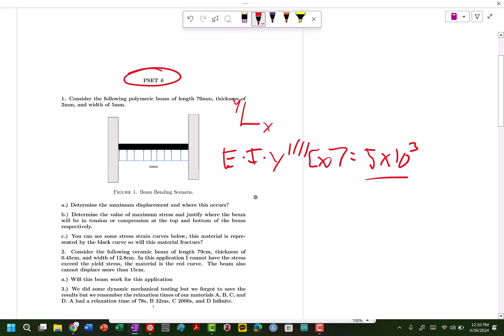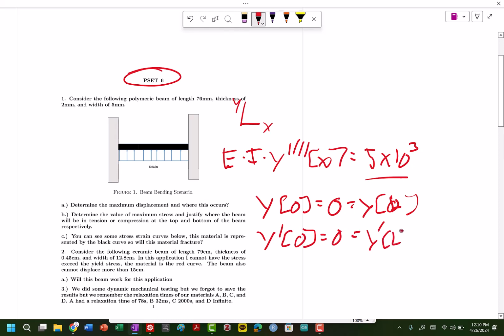What are our boundary conditions? They are symmetric, meaning that Y at 0 is going to be equal to 0, which is going to be equal to our displacement of our beam at L. Y prime of 0 is equal to 0, which is equal to Y prime at L. And we can solve for the rest of this now.